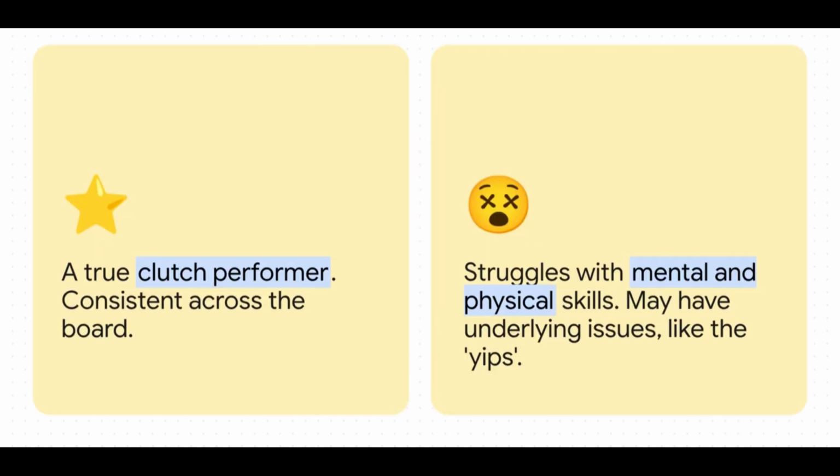Let's start with the extreme cases, because they're the easiest to spot. Up in that top corner, you have your true clutch performer: positive stats, high clutch score. This is the athlete who is just consistent across the board. Then in the opposite corner, you've got the struggler, a poor stats and poor clutch score player. This suggests they're battling issues both on the physical and mental fronts. And sometimes this can even point to deeper issues like the yips in baseball.